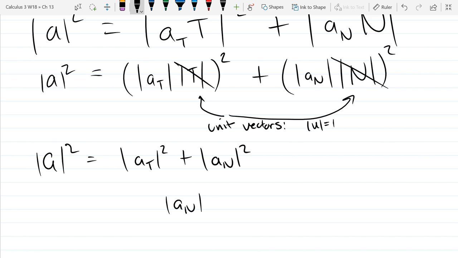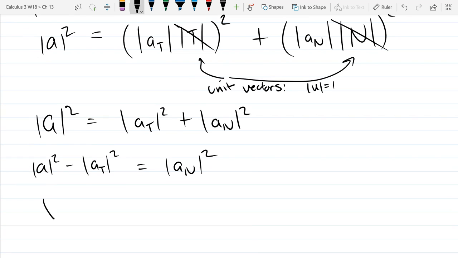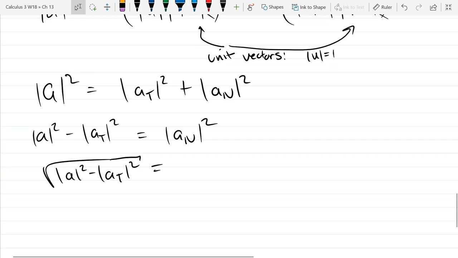So it's easy to do. A_N is the magnitude of A squared minus the magnitude of A_T squared, and then we'll just take the square root. And we're going to be squaring them so that we don't need this absolute value, because these are just scalar functions. So we're going to be squaring them, so they're going to be forced to be positive.